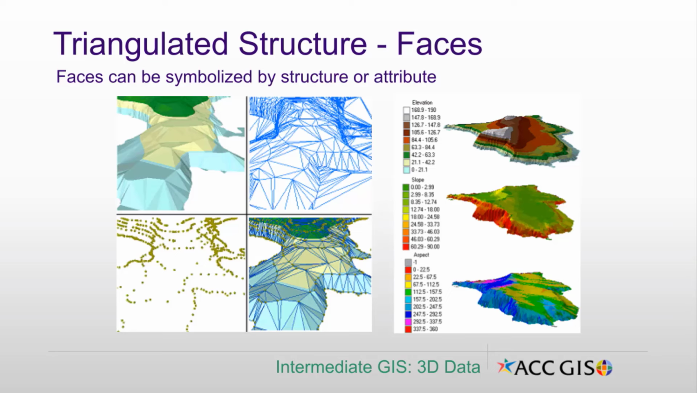We can also symbolize triangulated data by attribute. And I mentioned previously that all triangulated data has elevation, slope, and aspect attributes, and it's very easy to symbolize your triangulated data set using these attributes.